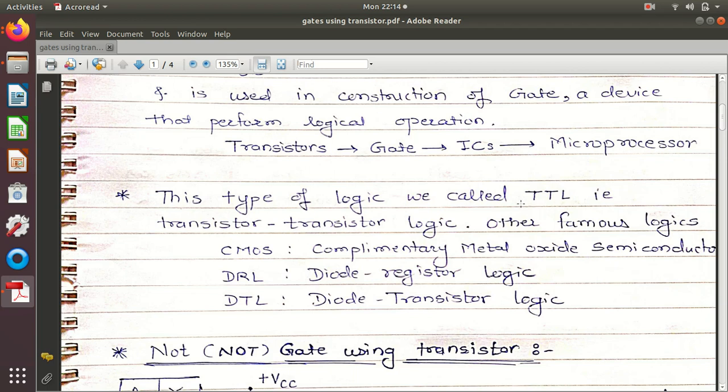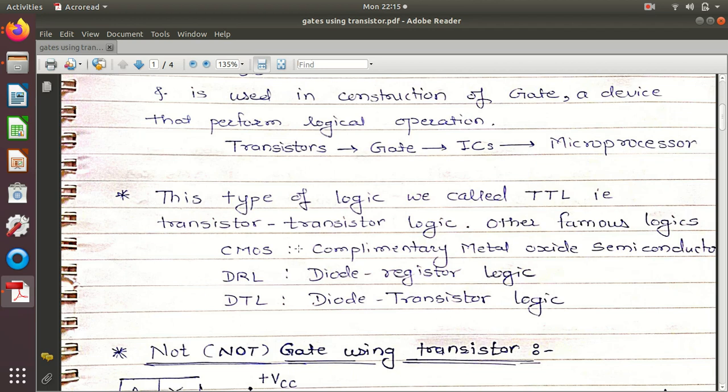This TTL logic is associated with the ICs of the 7400 series. While performing experiments in your digital laboratory, you may have seen ICs like 7401, 7402. So this 7400 series is dedicated to transistor logic ICs, the ICs wherein the gates are formed by using the TTL logic.